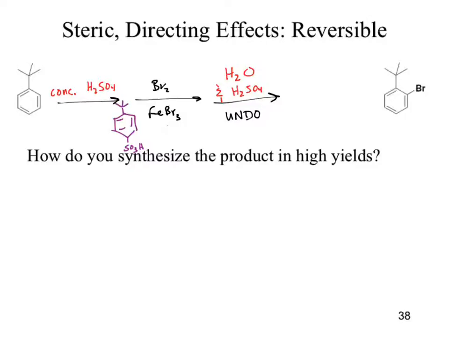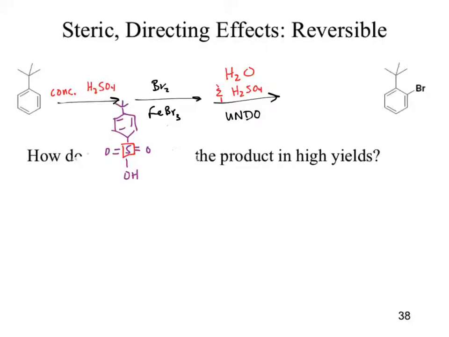Is it electron withdrawal? SO3, what do you think? What is that sulfur? More electrons or less electrons than hydrogen? Less electrons than hydrogen. It's a withdrawing group. So it's not going to affect the substitution.